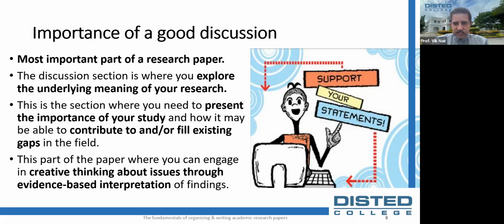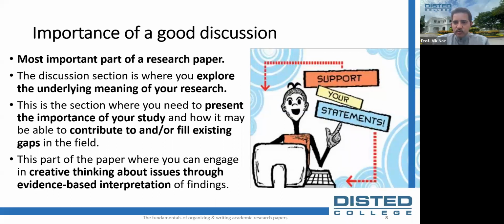The discussion section is also where you explore the underlying meaning of your research, its possible implications in other areas of studies, and the possible improvements that can be made in order to further develop the concerns of your research. This is also the section where you need to present the importance of your study and how it may be able to contribute to or even fill existing gaps in the field of study.